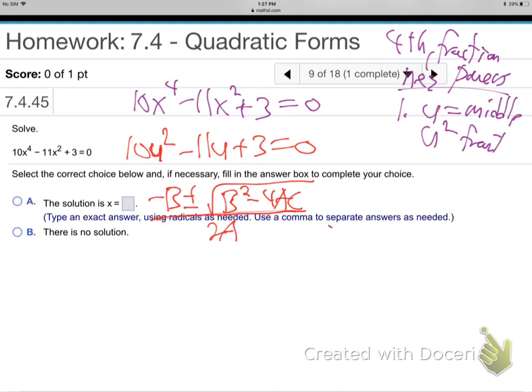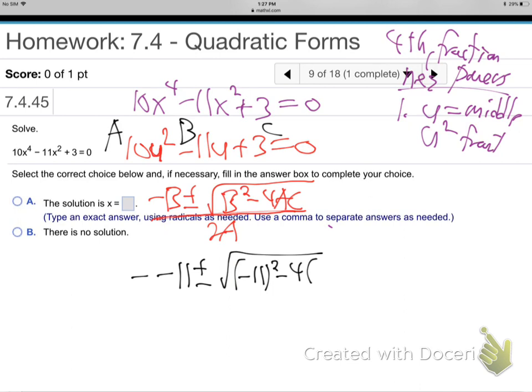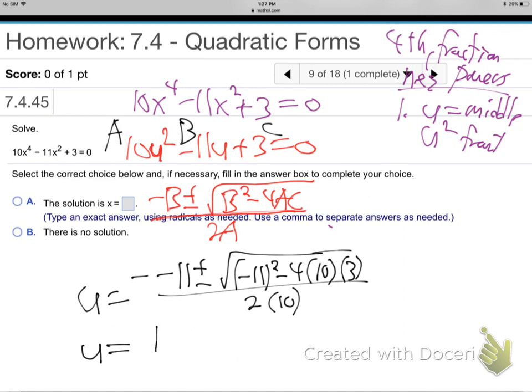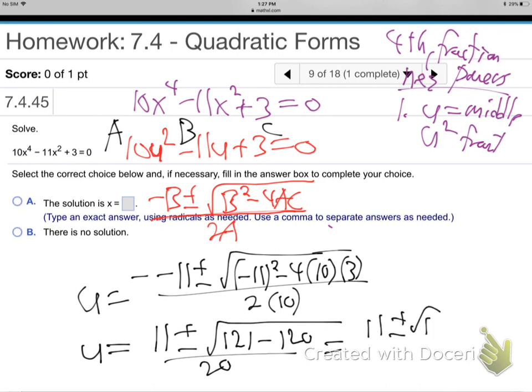I think it would be plus or minus square root of b squared minus 4ac. Plug all those in. A, B, C. So negative 11 plus or minus square root of b squared minus 4 times a times c, all over 2a. And this is u equals. We're still in the u phase, aren't we? It's 121 minus 120. Oh, that's nice. So it's 11 plus or minus square root of 1 over 20. Very convenient.